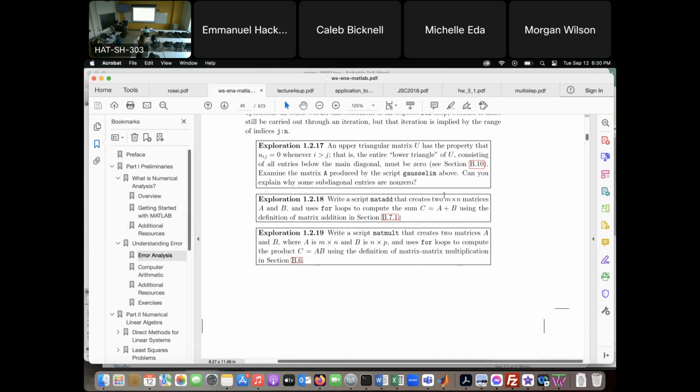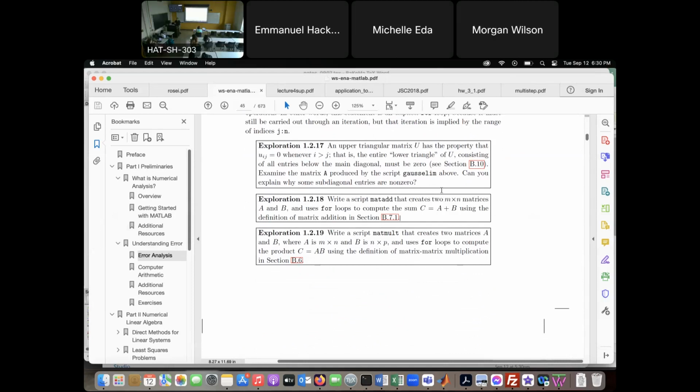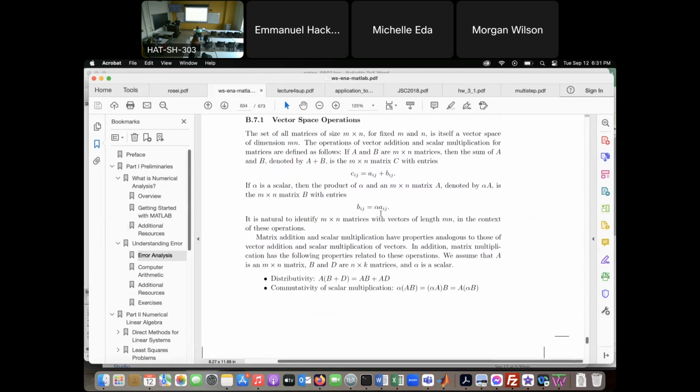So you create two matrices. I don't really care what's used for M and N, but the matrices should be the same size. So A and B have the same number of rows and columns. The formula for the sum of two matrices is that you're just adding corresponding entries, so Cij is equal to Aij plus Bij. This is the formula right here to compute the sum.